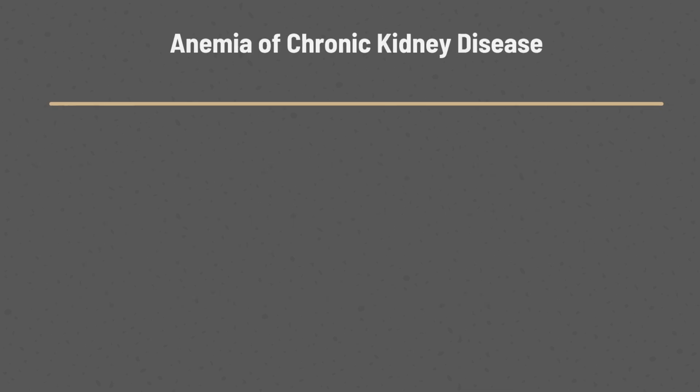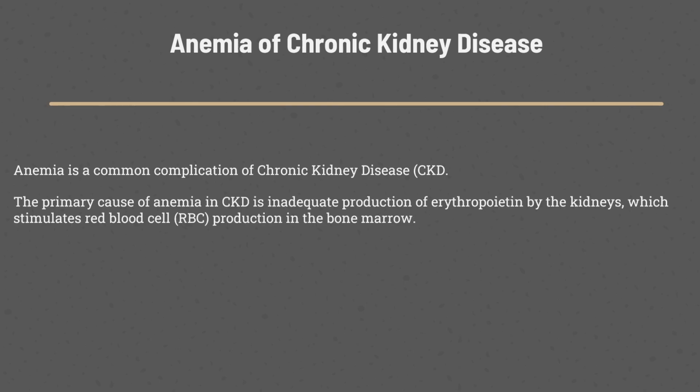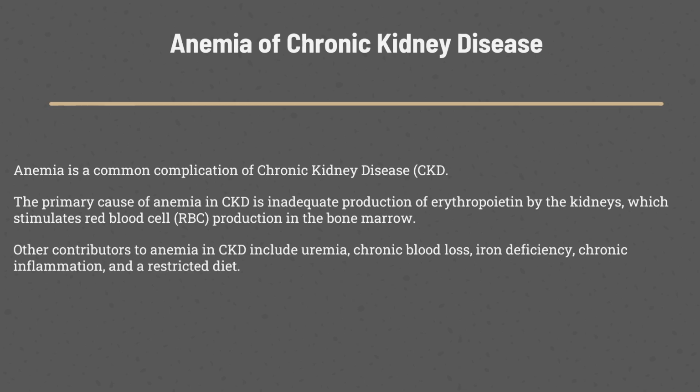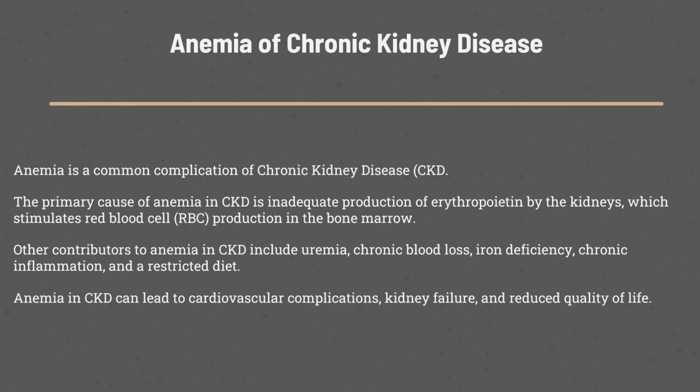Anemia of chronic kidney disease. Anemia is a common complication of chronic kidney disease, CKD. The primary cause of anemia in CKD is inadequate production of erythropoietin by the kidneys, which stimulates red blood cell production in the bone marrow. Other contributors to anemia in CKD include uremia, chronic blood loss, iron deficiency, chronic inflammation, and a restricted diet.